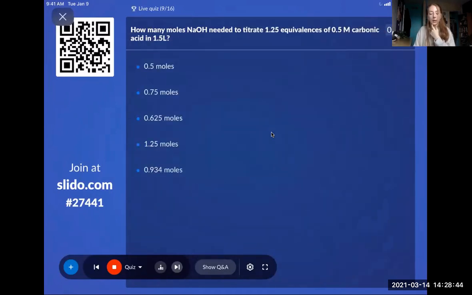So how many moles of NaOH do you need to titrate 1.5 equivalences of 0.5 molar carbonic acid in 1.5 liters? There's only 2 calculations you need to do for this.